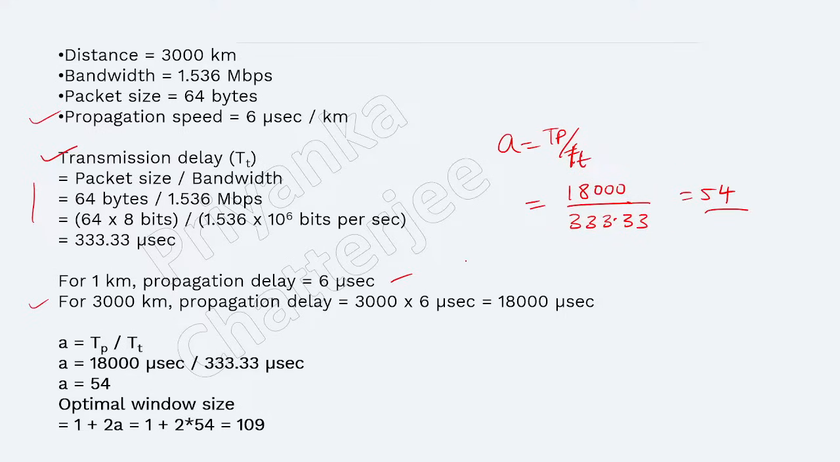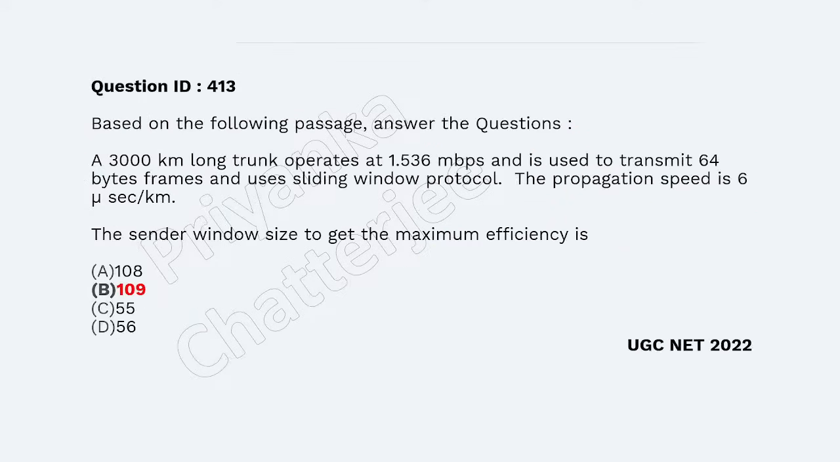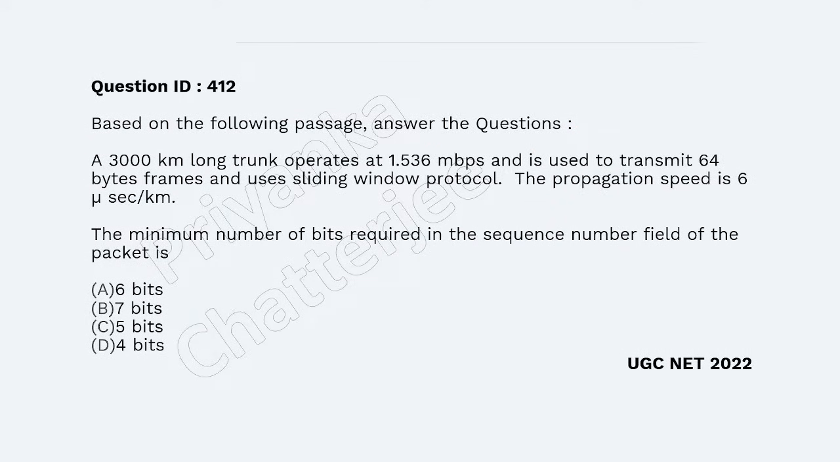After that, the optimal window size formula is 1 plus 2A. That is the optimal window size to get 100% efficiency. So 1 plus 2 multiplied by 54, your answer will be 109. This is the formula to get the optimal window size. So the answer is 109. Tell me what will be the answer for this one.